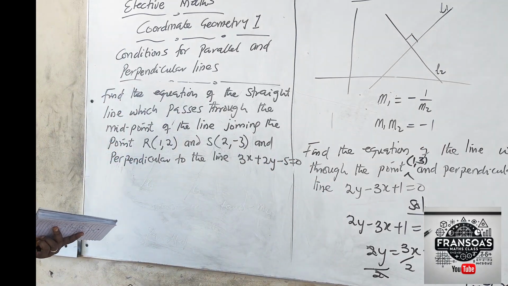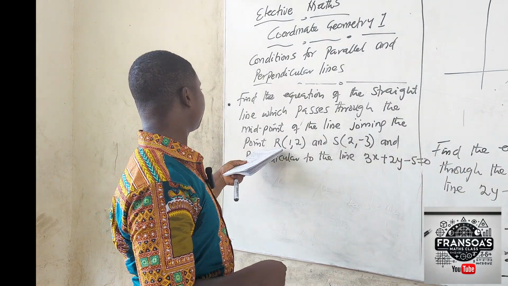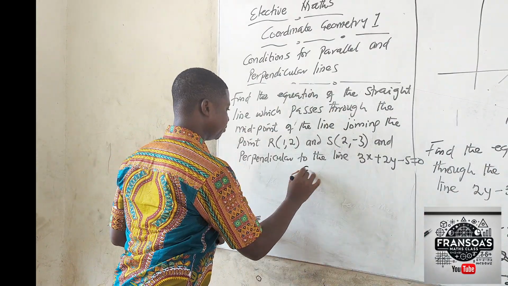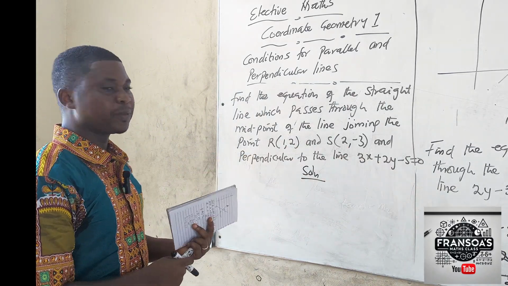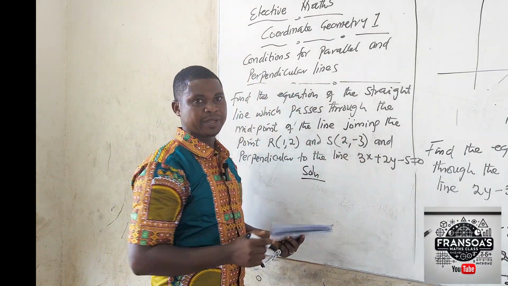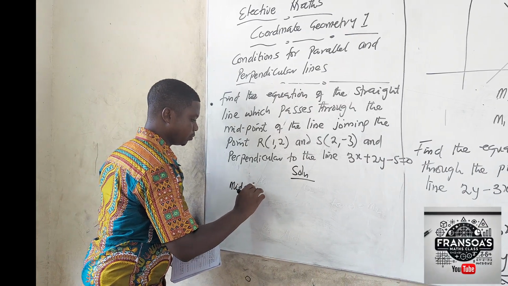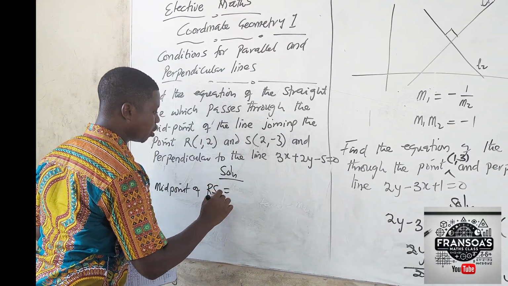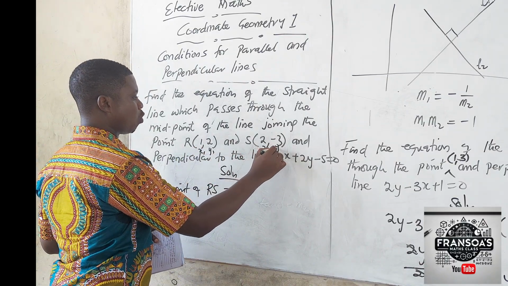We are saying that we should find the equation of the straight line which passes through the midpoint of the line joining the points R and S. So it means that we need to find the midpoint. So the point that we are going to use for this one, we need to get the midpoint. And the midpoint of R and S, or RS, is equal to half, because we have our points x1, y1, x2, y2.